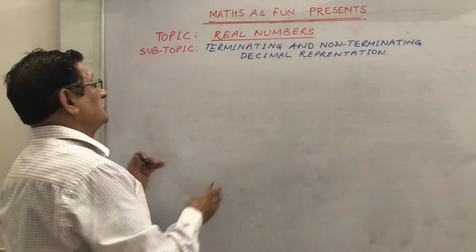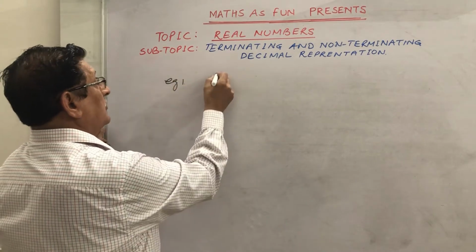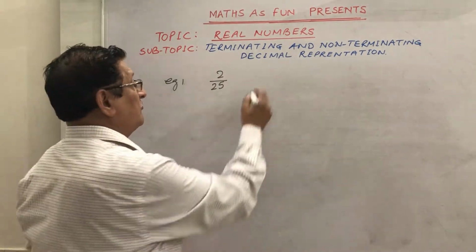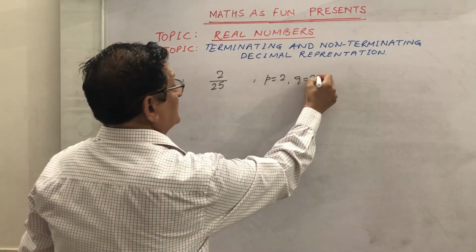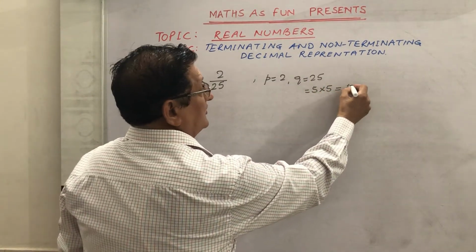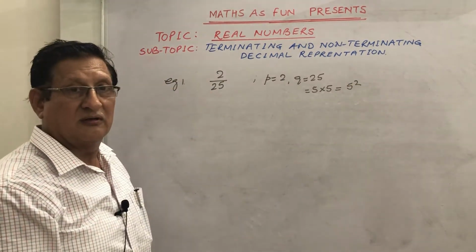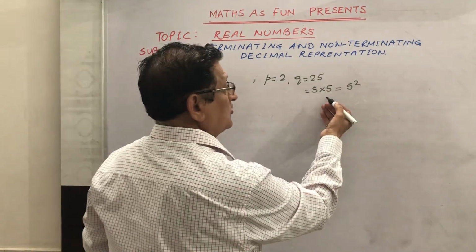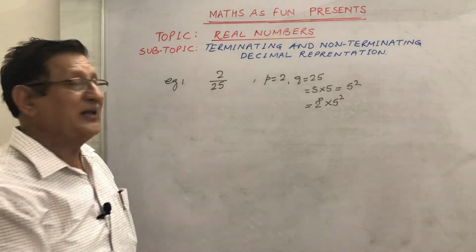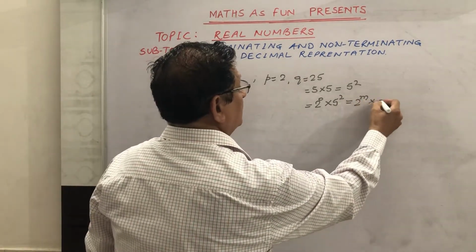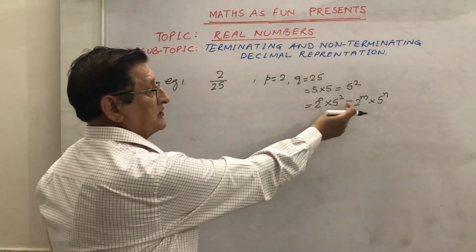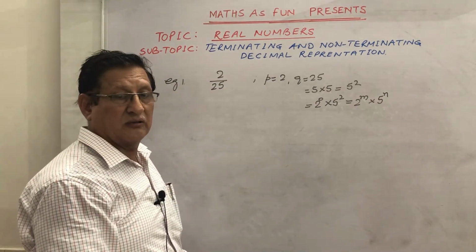Let's take the first one. Suppose we have 2 upon 25. Here p is 2 and q is 25. If we find the factors of q, we are finding 5 into 5. This is 5 square. You may ask, where is 2? Yes, we can write this as 2 to the power 0 into 5 to the power 2. And hence it can be represented as 2 to the power m into 5 to the power n.